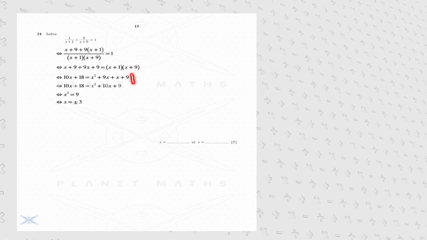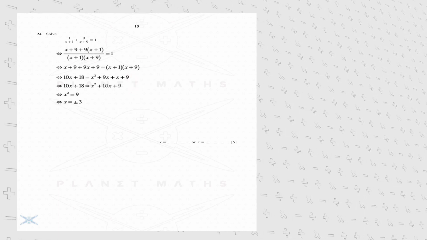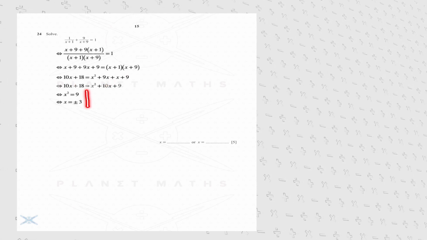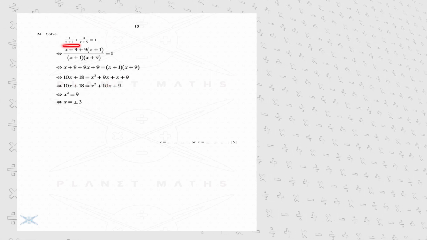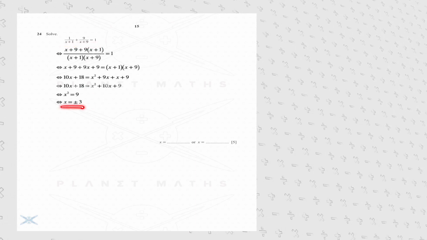Thereafter, we will simplify both sides of the equation and rearrange it for x or x squared. In this case, it's x squared. And after taking the square root on both sides of the equation, we can conclude that this equation has a solution for x equals positive or negative 3.